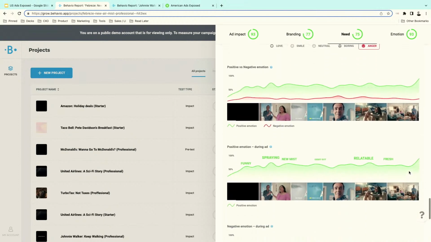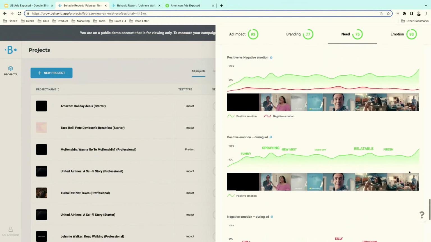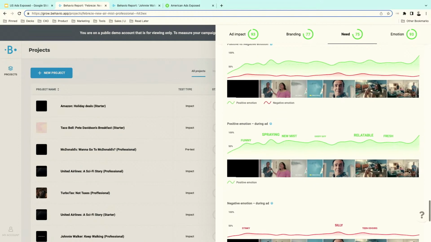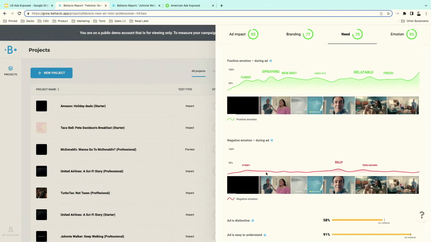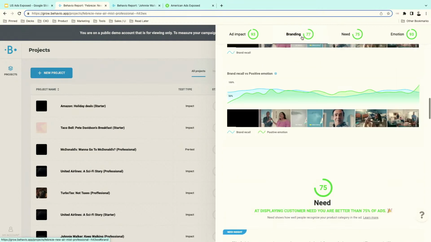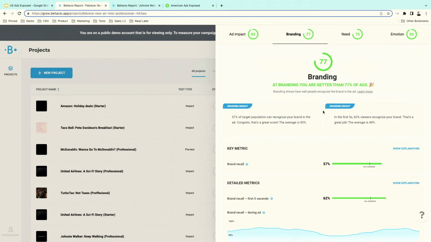Here, because I can also show you the app, you can see the word clouds during the time, so you can really see that people thought that the beginning was funny, and there are not many peaks in the negative emotion. So that's for emotion.